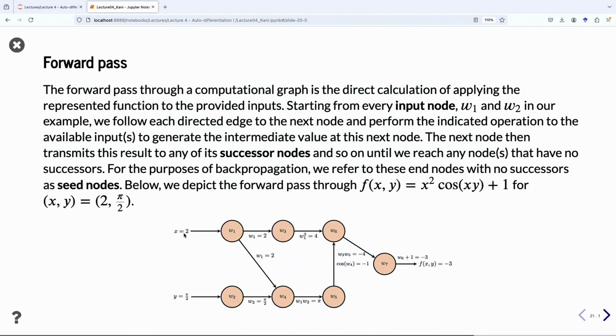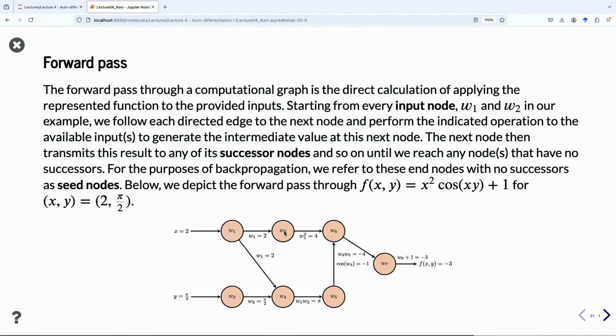How do you go from the leaf nodes, which are a certain value, to the actual value at the output? So literally all you do, x is equal to 2, y is equal to pi over 2. We propagate it so that x goes to 2, 2. These branches become 2. And then at W4, we multiply pi over 2 with 2, and we get pi. Then the output of W5 becomes the cosine of W4, which becomes the cosine of pi, which is -1. Right? Cosine of pi is -1.